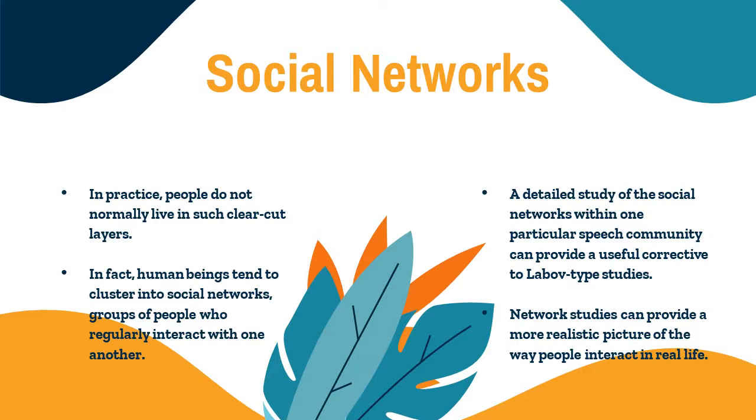In practice, people do not normally live in such clear-cut layers. Someone from the so-called working class might well have middle-class friends and neighbors. In fact, human beings tend to cluster into social networks, groups of people who regularly interact with one another. A detailed study of the social networks within one particular speech community can provide a useful corrective to label type studies, which tend to suggest humans are rigidly stratified. Network studies can provide a more realistic picture of the way people interact in real life.